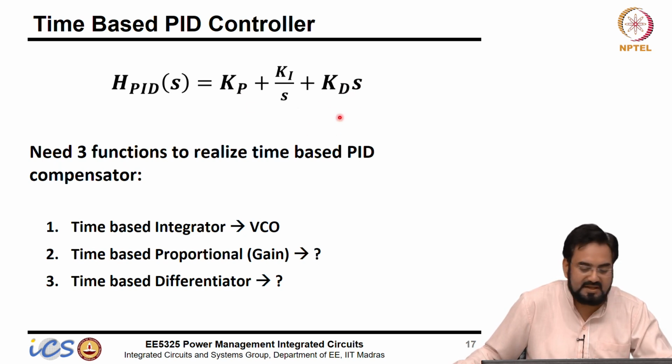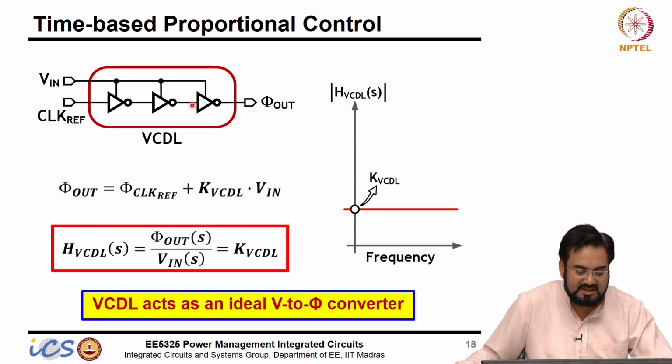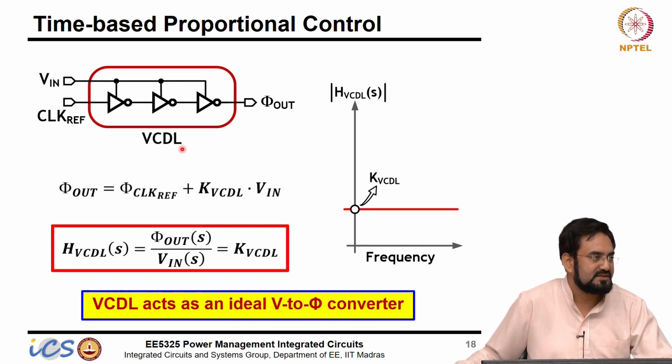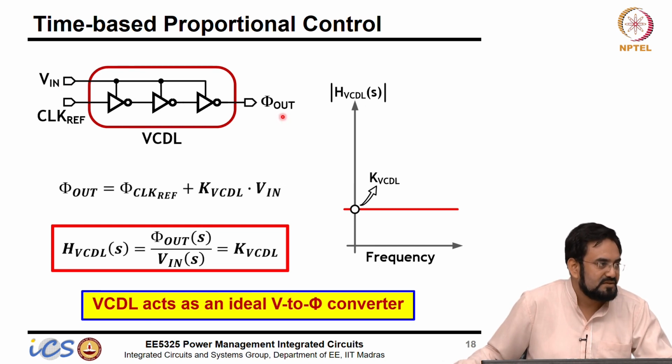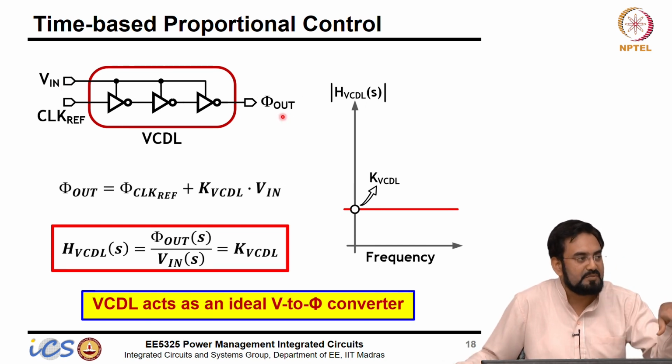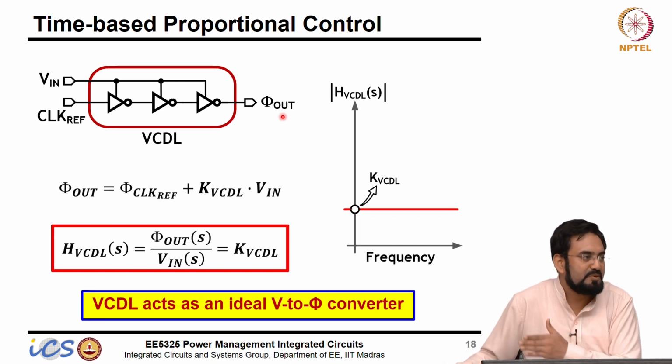These two components are extra, and the integral we already know how to do. So we need to implement a time-based proportional and a time-based differentiator. Proportional is just like we have the VCO, we have the VCDL, voltage-controlled delay line, where your delay will be proportional to V in, and delay is nothing but phase. There the phase was the integral of the input; here the phase is directly proportional to the input.